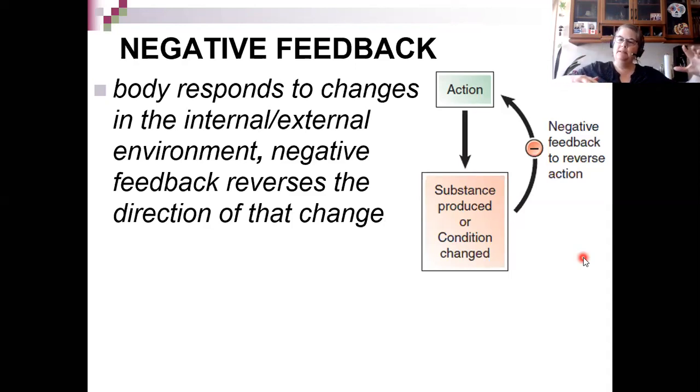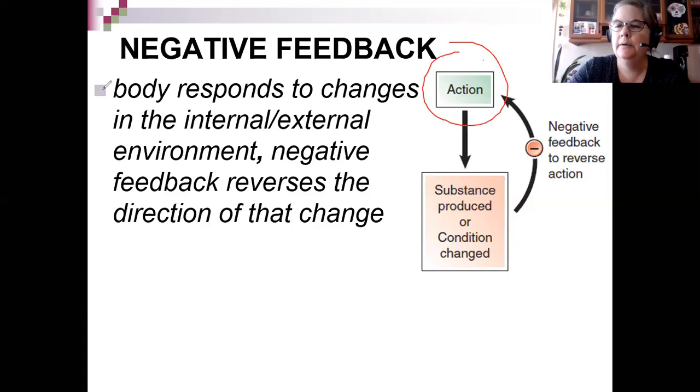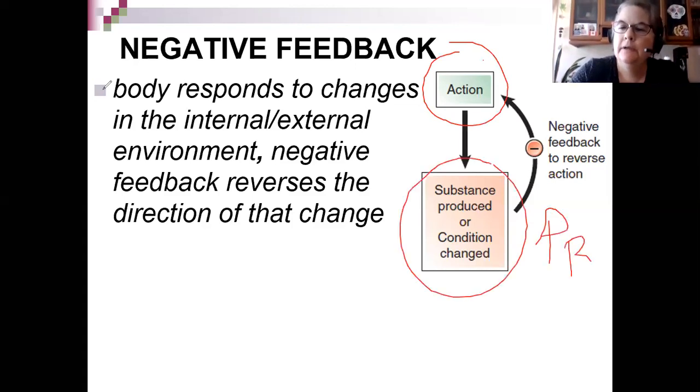So something happens that causes conditions to change. You eat your chocolate bar. Negative feedback brings that sugar level back to normal. So when I think about the way this is working here, here's our action: we eat a chocolate bar. What happens? Our blood sugar level goes up.